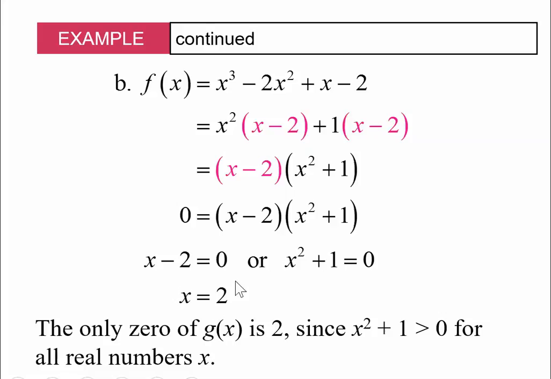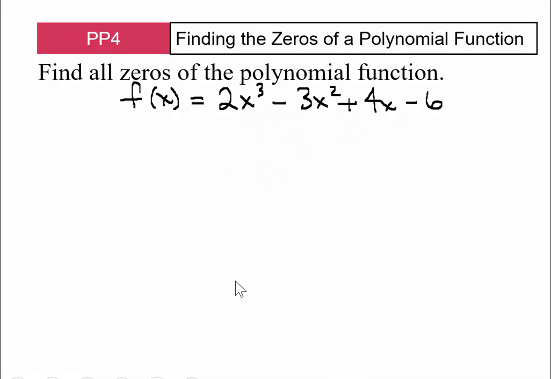Alright, your job then. Can you find all the zeros of this polynomial? I'll give you a hint. There are 4 terms here. With 4 terms, you might have to do something. Let me give you a little extra time here. Try it yourself. Alright, and back.